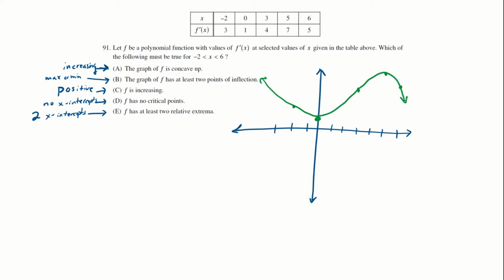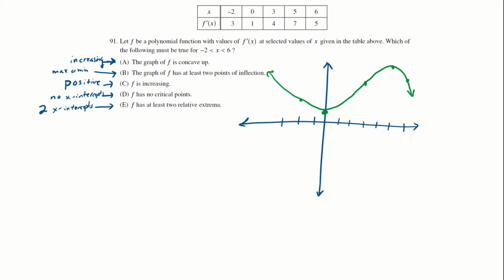Is that graph of the first derivative increasing? We see that it does decrease for portions, so it's not always concave up. Does it have 2 points of inflection? Does it have 2 max or mins? It does. It has one right here and one over here. So that's a possibility.